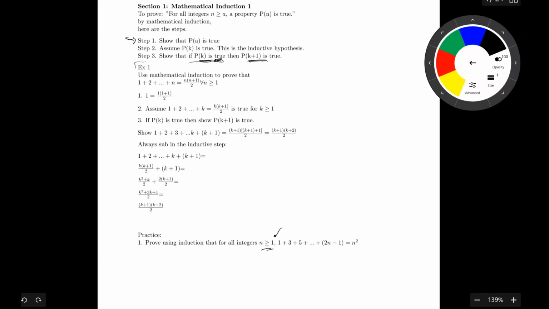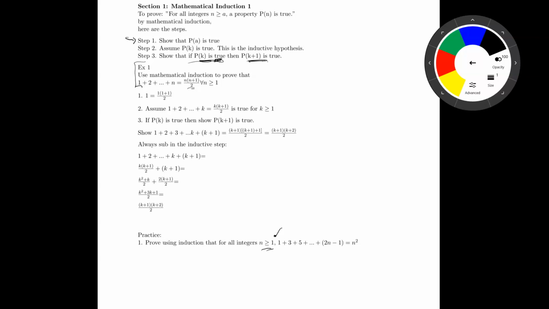So here's an example. So this would be your question. So use mathematical induction to prove that 1 plus 2 plus all the way up to n is equal to n times n plus 1 divided by 2. And that's for all n's bigger than or equal to 1. And I think I did explain this to you last year when we did this. I think we were together at that point.